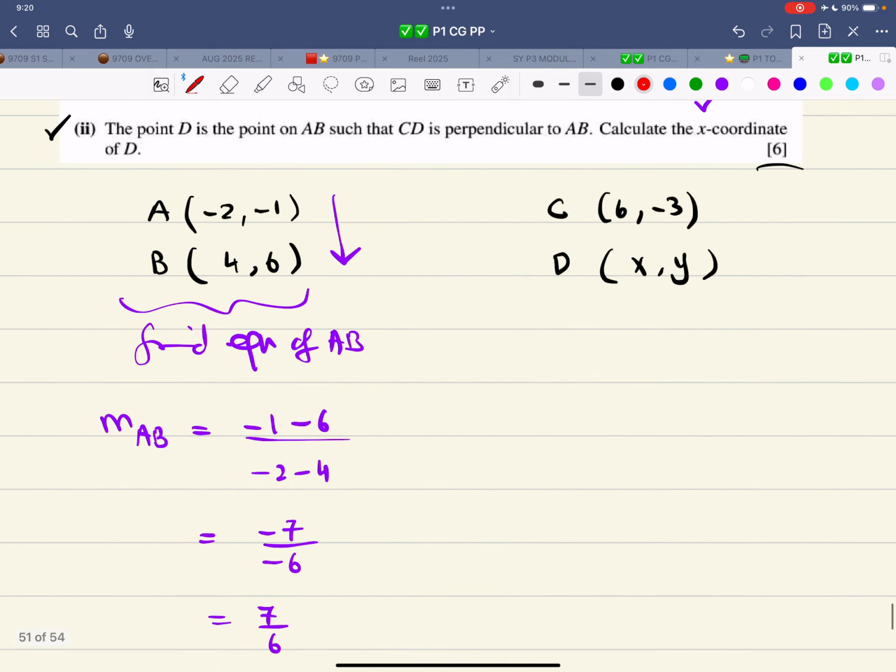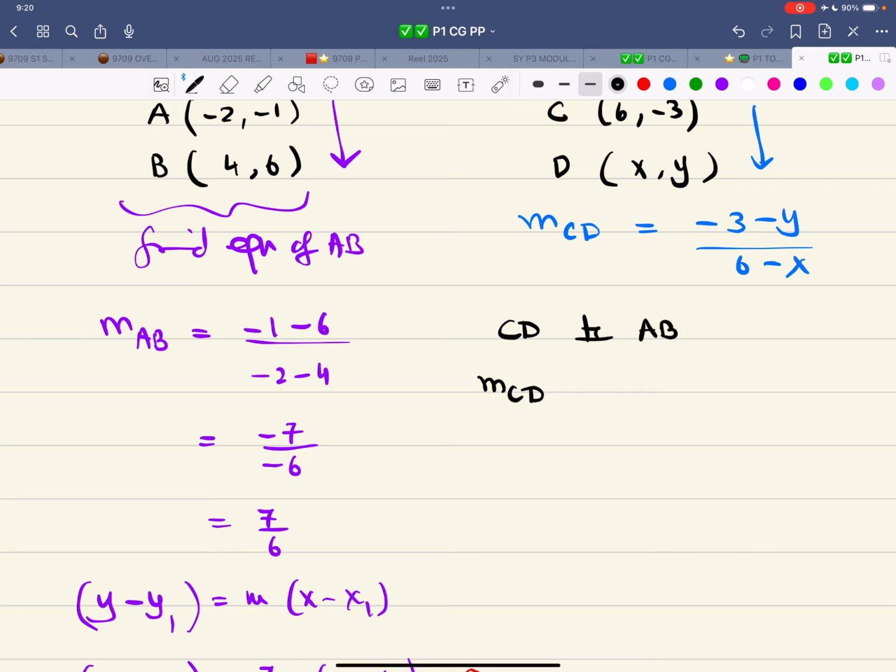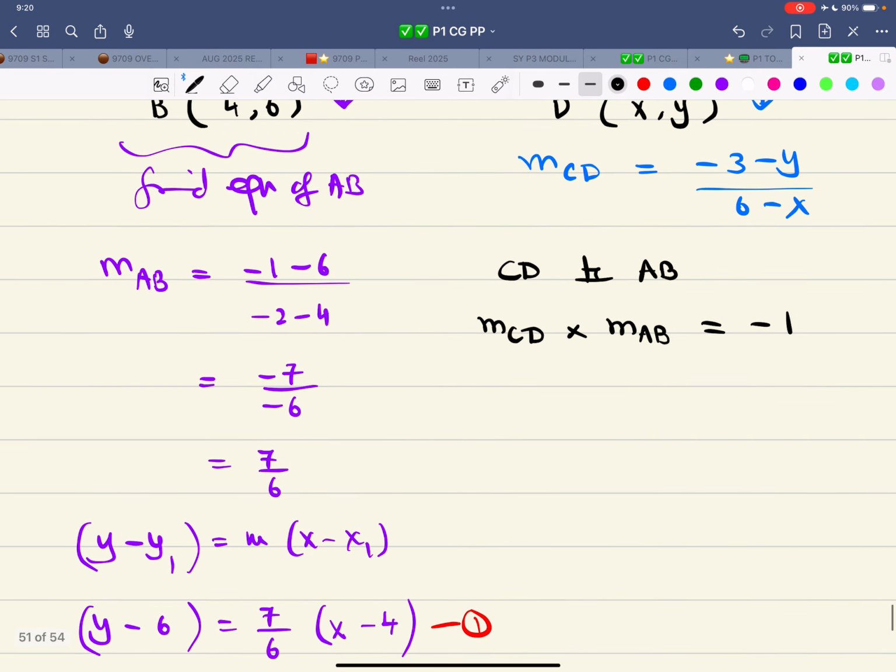The second thing, CD is perpendicular to AB. So let me find the gradient of CD. That is negative 3 negative y over 6 minus x. That's the gradient of CD. Now if CD is perpendicular to line AB, that means gradient of CD multiplying with gradient of AB, the product should be negative 1. One gradient is the negative reciprocal of the other.